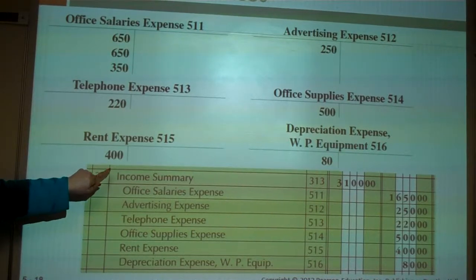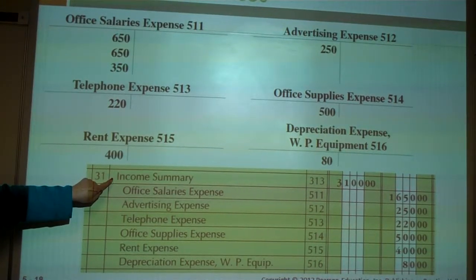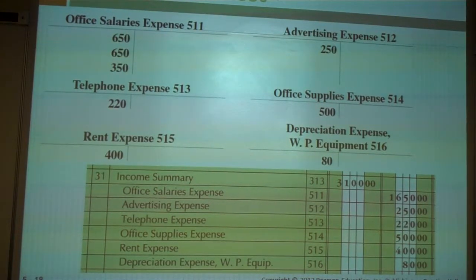$3,100. Can we check this number somewhere? We can check it on the worksheet, can't we? We can see it there because your expenses were totaled on the worksheet, on the income statement.